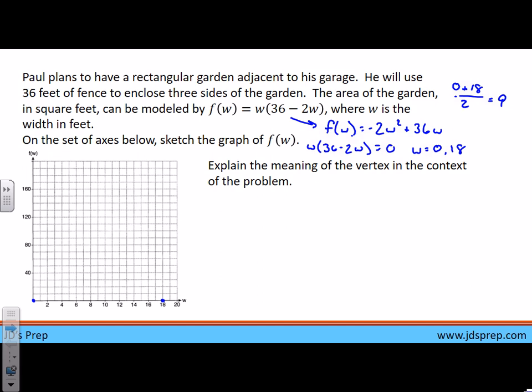And so, coming over here to the 9, if I plug in 9 to the function, the y value that I get back, the f of 9, is going to give me the y coordinate for the vertex. If I do plug that in, f of 9, I have 9 times 36 minus 2 times 9, which is 9 times 36 minus 18, which is 9 times 18, which is 162.